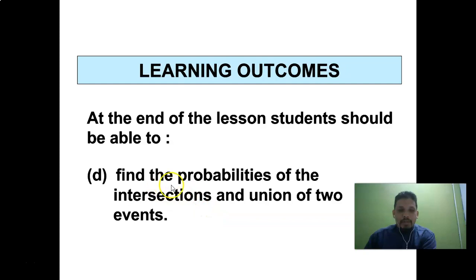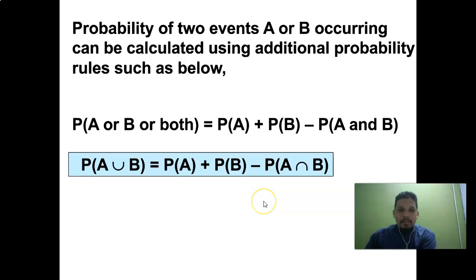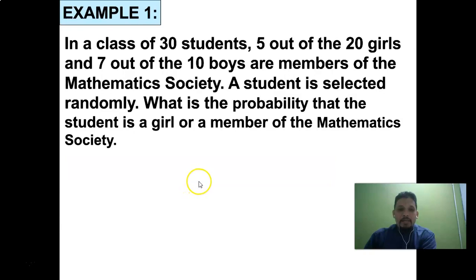Okay, so we recall the probabilities of intersection and union of two events. The probability of two events A or B occurring is calculated using addition probability rules such as this one here. Union means that we're taking them all.